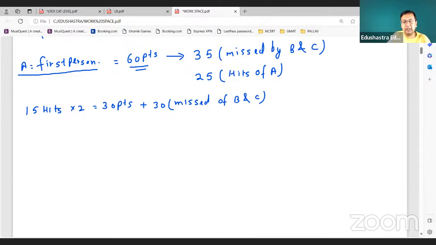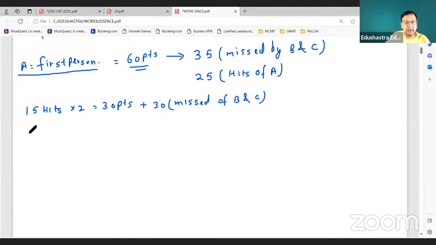What I am doing here is taking some random number, 15, if A is hitting 15 shots. So A will score 30 points, and the remaining 30 points A will get from the missed targets of B and C, right? So this means A is missing how much? 5 shots, because total misses are 35. And if B and C are missing 30, the remaining 5 shots are missed by whom? A.